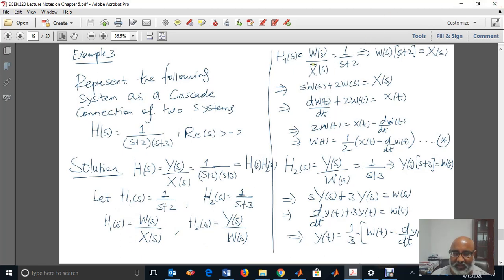So let's take the first system, H1 is W(s) over X(s), 1 over s plus 2. Crisscross this: W(s) times (s plus 2) equals X(s). Change it to the time domain. The derivative of w(t) plus 2 times w(t) is equal to x(t). 2 times w(t) is equal to x(t) minus dw/dt, which means w(t) is equal to 1 over 2, because I need the output w(t), 1 over 2 times in brackets x(t) minus d/dt of w(t). So this is a feedback system again.